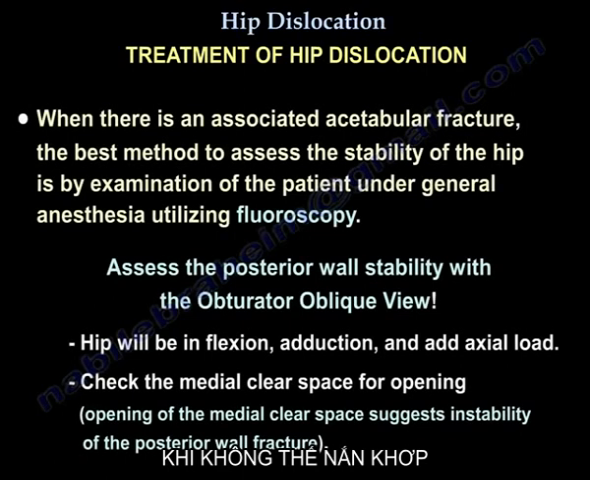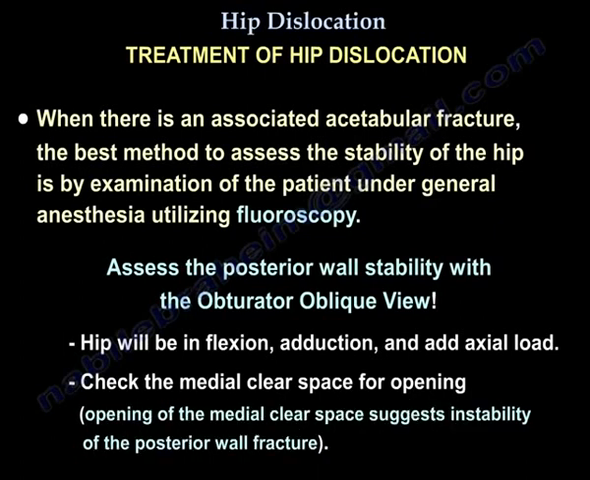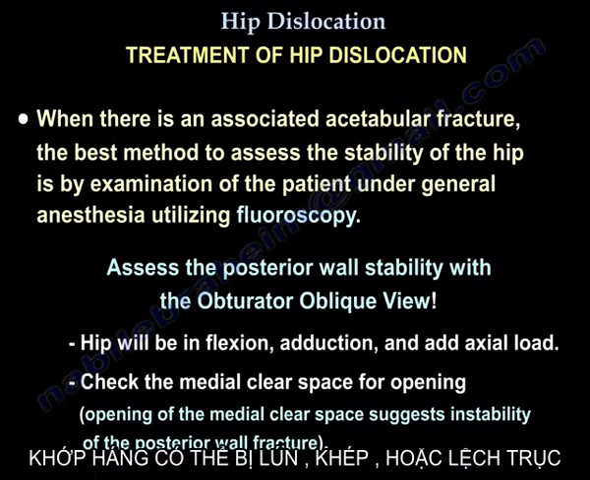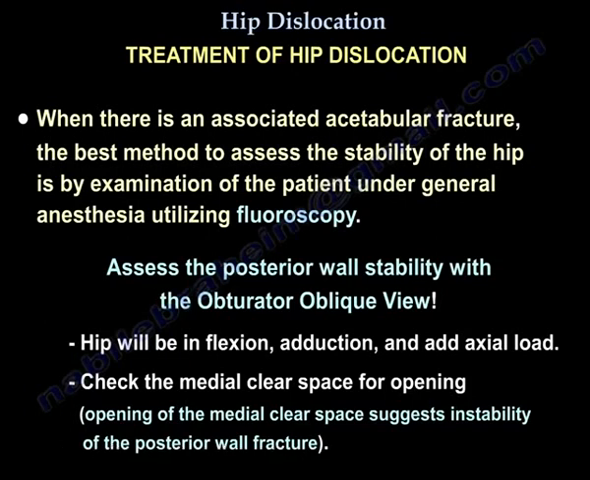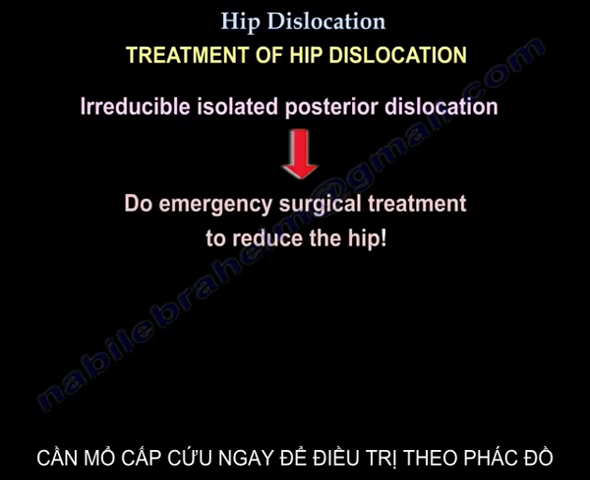When there is an associated acetabular fracture, the best method to assess the stability of the hip is by examination of the patient under general anesthesia utilizing fluoroscopy. Use the obturator oblique view. The hip will be flexed, abducted, and add axial load. Check the medial clear space for opening. Opening means hip instability. If there is an irreducible isolated posterior dislocation, do emergency surgical treatment to reduce the hip.